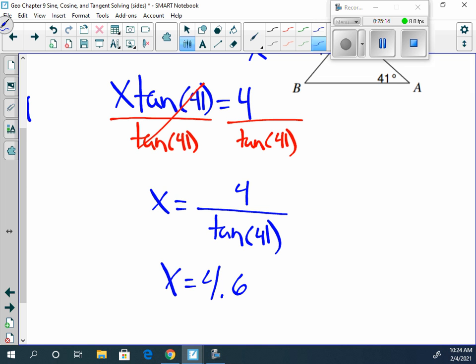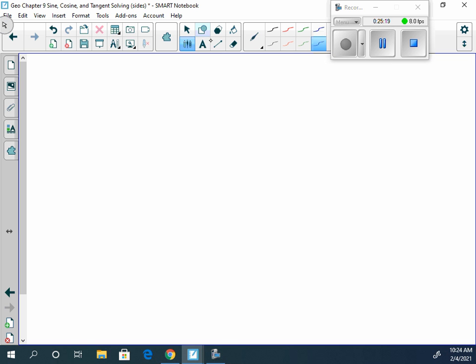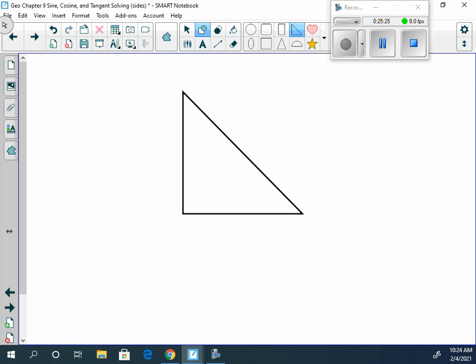Let's do one more. I want to do one more. I know we ran out of pictures. So underneath the last one, you can just draw a triangle. It doesn't have to be as nice as that because I kind of cheated to get that one. Let's find x. Let's set this as 10.